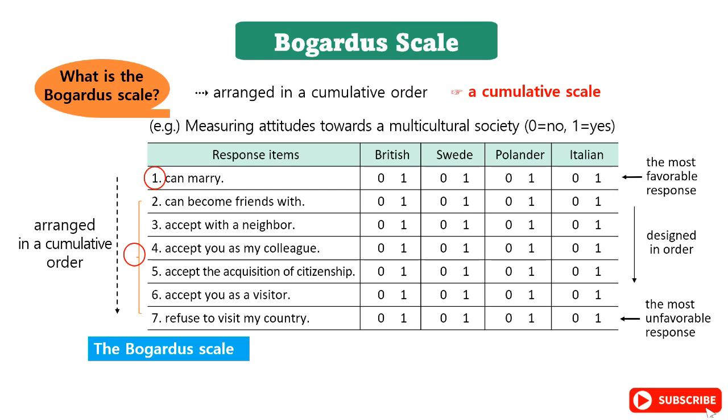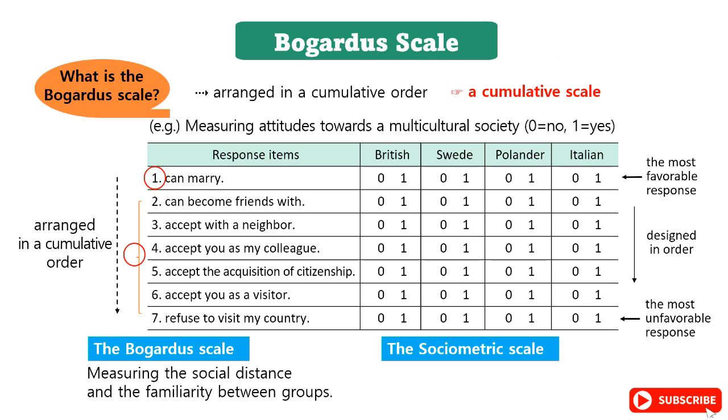The Bogardus scale is used to measure how much social distance one group maintains from another group and to assess the familiarity between groups. On the other hand, when measuring familiarity between individuals, the sociometric scale, which I will explain next, is used.